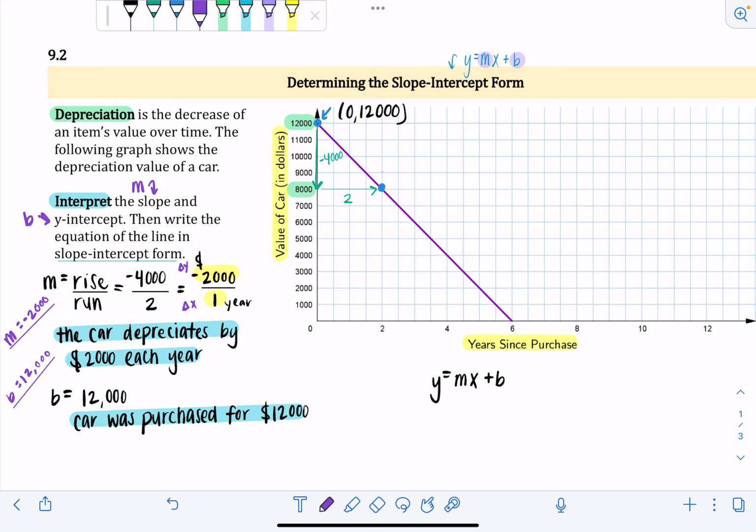I don't put anything in for x and y. Those just stay the same. So negative 2,000 is going to go in for m. So it's y equals negative 2,000 x, and then 12,000 is going to go in for b, so plus 12,000. So y equals negative 2,000 x plus 12,000 is the equation that represents this line.